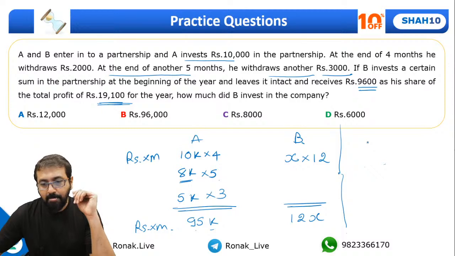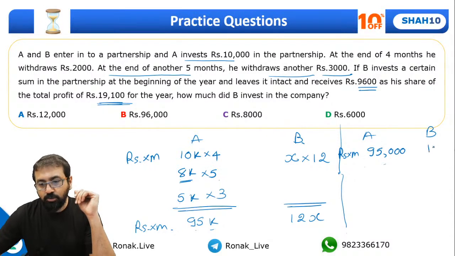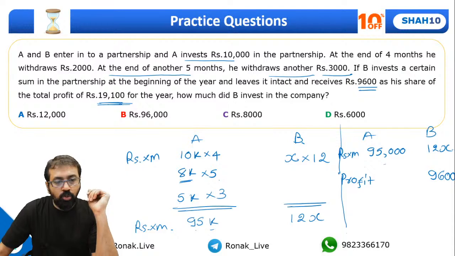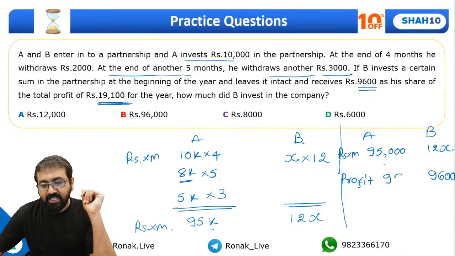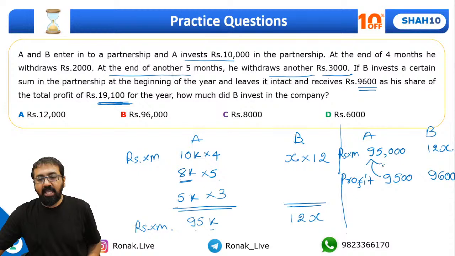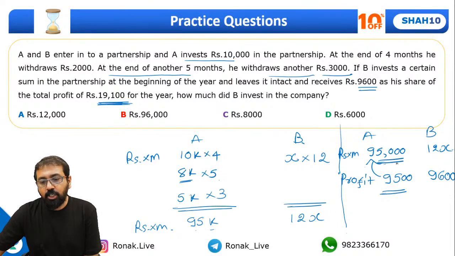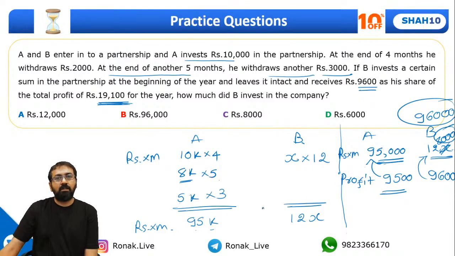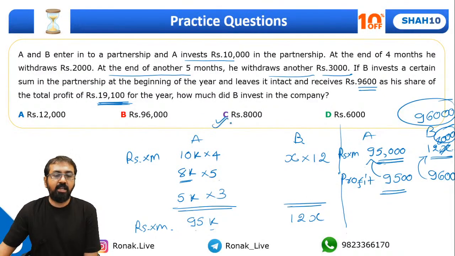See, please understand. A, B. Rupees into month is 95,000. B's rupees into month is 12x. Profit. Can I say B got 9,600 out of 19,100? So the remaining profit, that is 9,500, must have been got by A. So 9,500 is equivalent to 95,000. So can I say 9,600 should be equivalent to 96,000? This should be 96,000. So can I say X should be 8,000? Everyone, simple, right? So the answer should be 8,000.